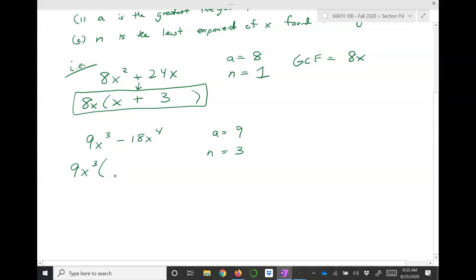All right, so what do you multiply 9x cubed by to get 9x cubed? A 1. The negative sign comes down. And then how do you get 18x to the 4th with a 9x cubed? You're just going to multiply by a 2x. That's it.